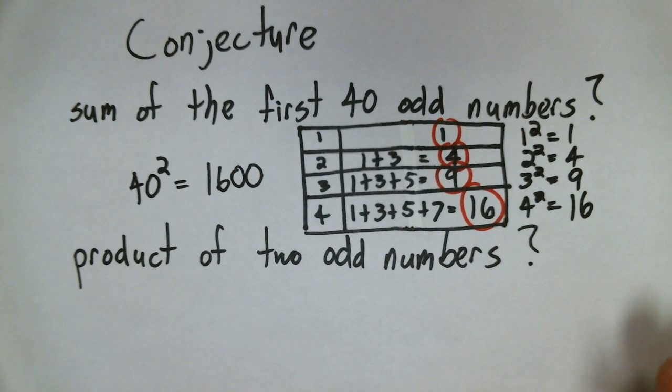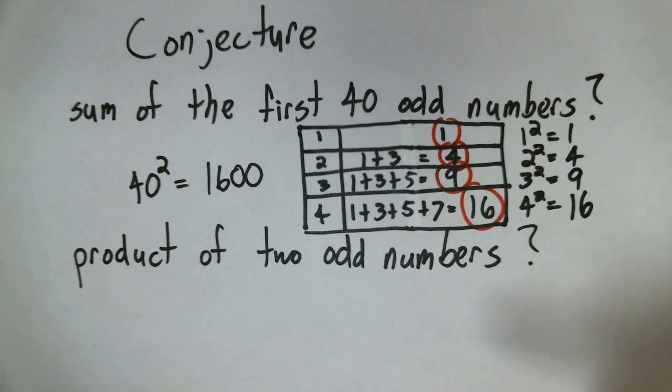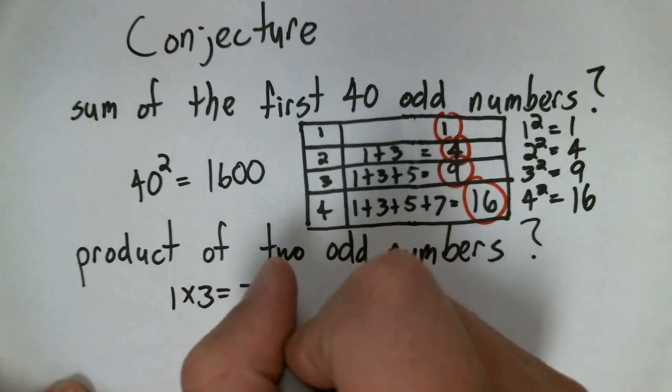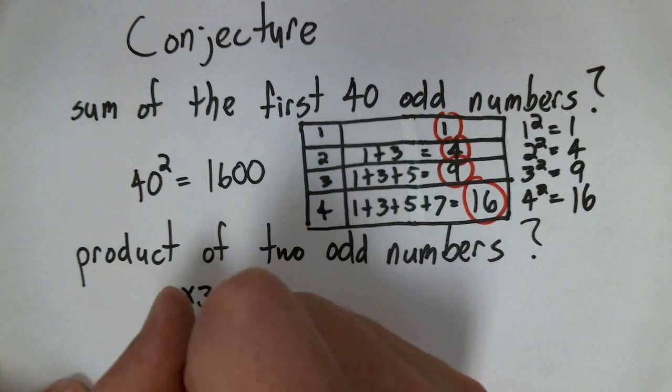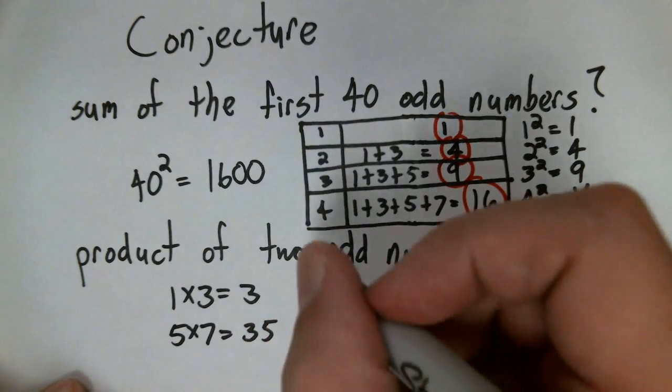Okay, what about the product of 2 odd numbers? So let's check that out for a minute. There's no right or wrong way to start here. Let me just start with some easy odd numbers. What is 1 times 3? That's 3. What about 5 times 7? 35.